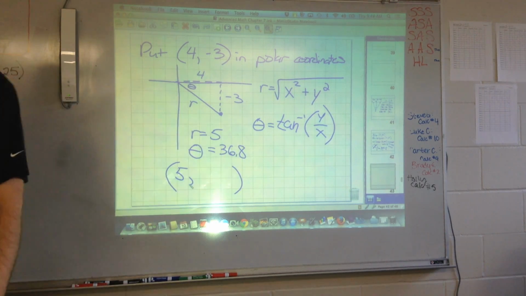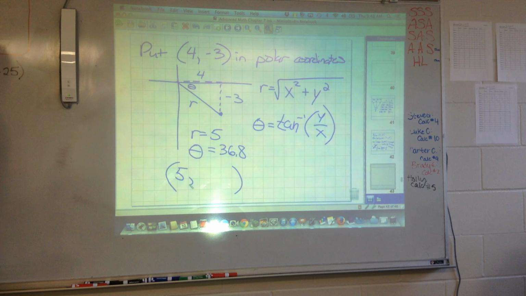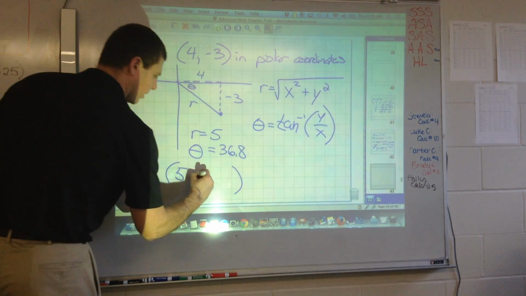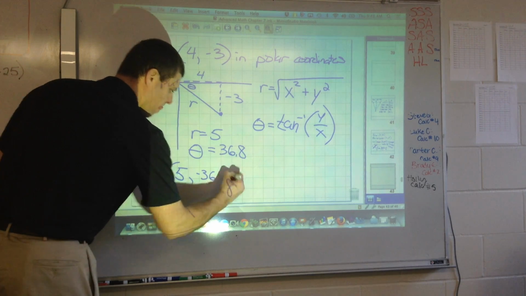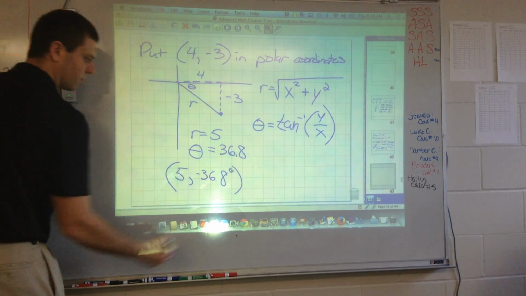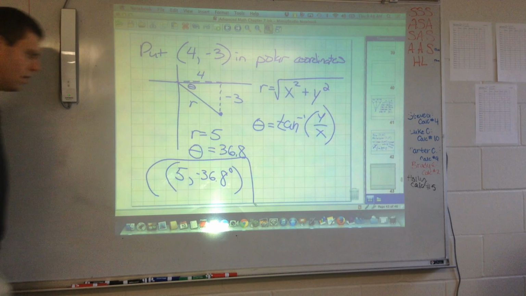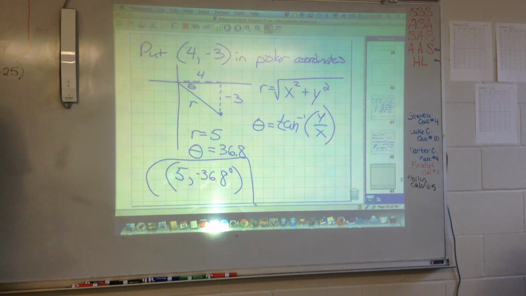What else could you say? Did you say 323.2? Okay, 360 minus that, right? Okay, both would work. That'd be in degrees. So 5 comma negative 36.8. So fairly simple. Changing forms.